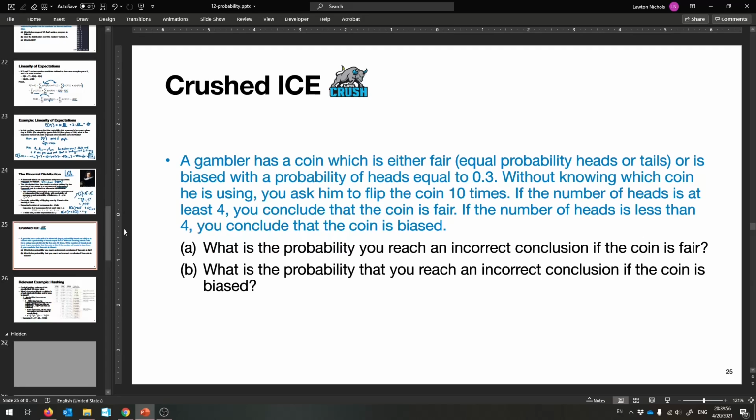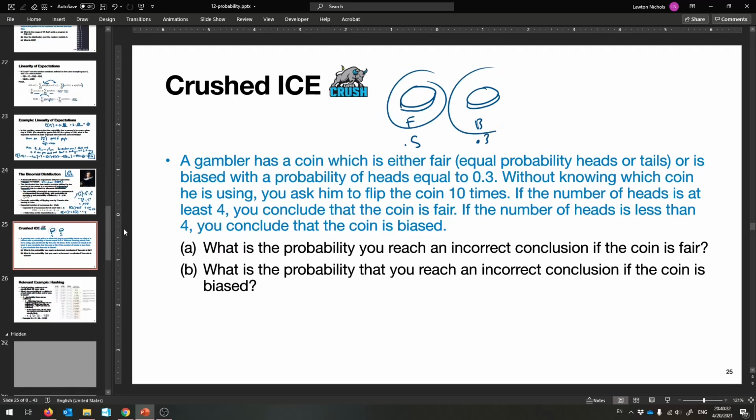So let me show you a nice example, and then I'll have you go off and do it. Let's pretend you meet a gambler somewhere on the road, and the gambler tells you, I have 2 coins. One is fair. One is a cheating coin, biased. This one's fair. It has a 0.5 chance of landing on heads. This biased coin has a 0.3 chance of landing on heads.